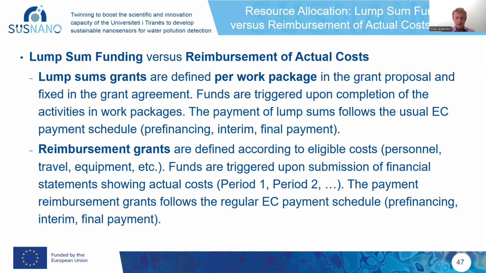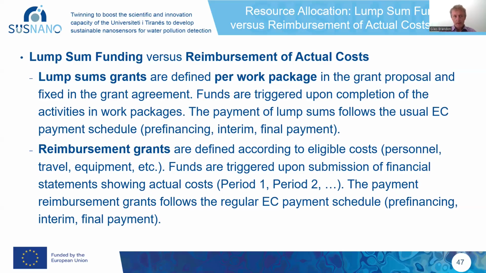Reimbursement grants, on the other hand, are defined according to eligible costs. So there are things like personnel costs, travel costs, equipment costs, etc. Here, the funds are triggered upon submission of financial statements showing actual costs for period one. Your project is typically broken down, if it's a 3-year project, into 2 periods, period 1 and period 2. If it's a longer duration, maybe there'll be a period 3 and so forth. Anyway, the funds are triggered upon submission of financial statements showing the actual cost at the end of each period. The payment of reimbursement grants then follows the regular EC payment schedule: pre-financing, interim, final payment.